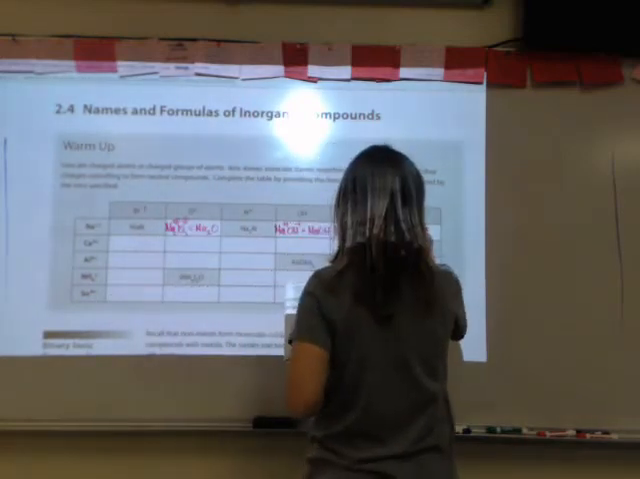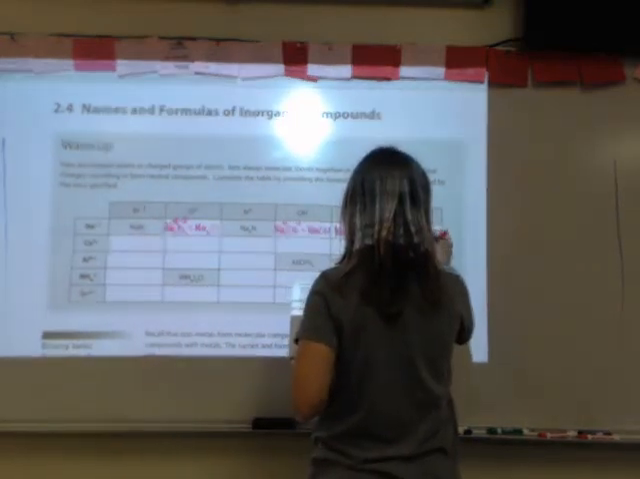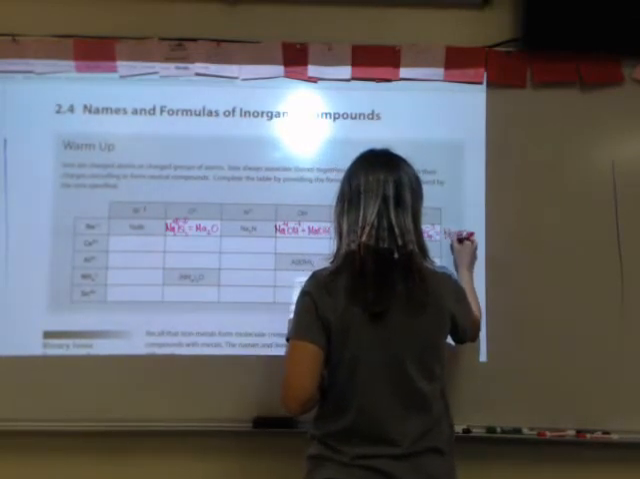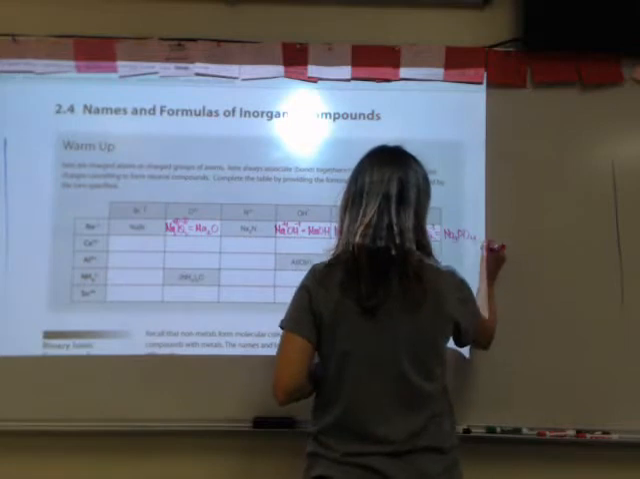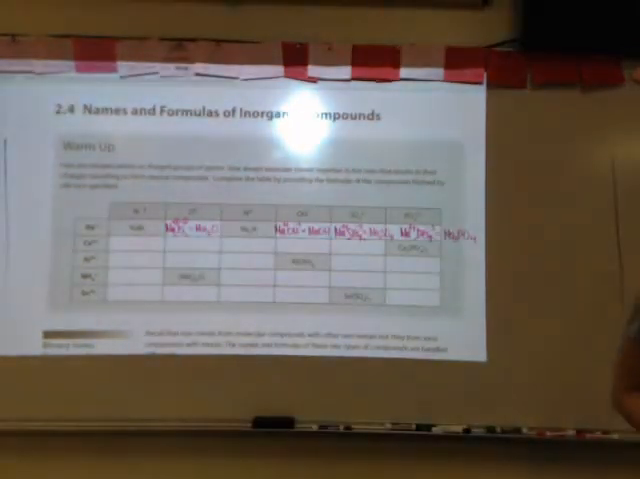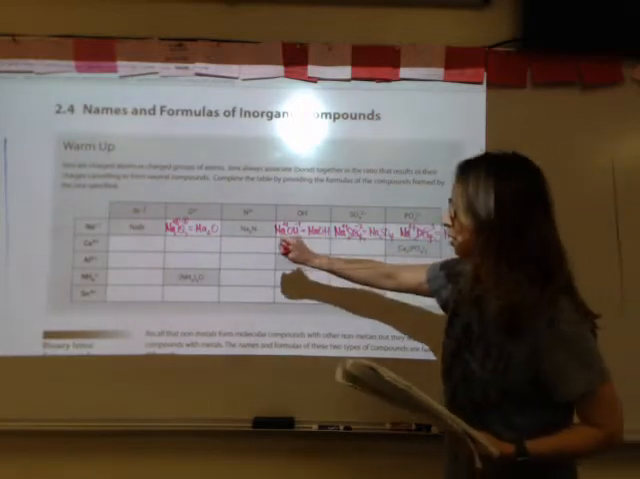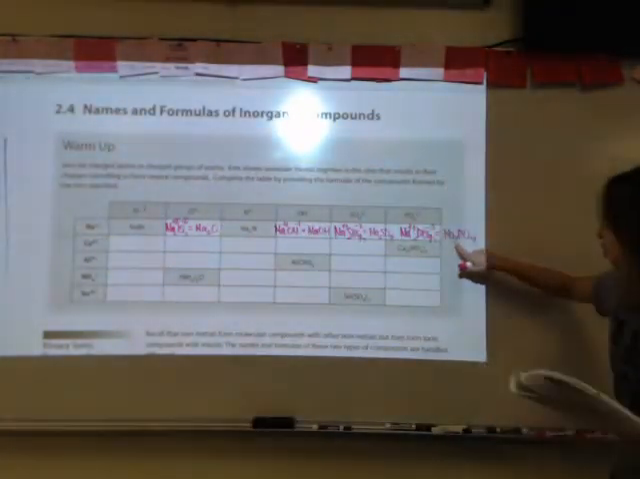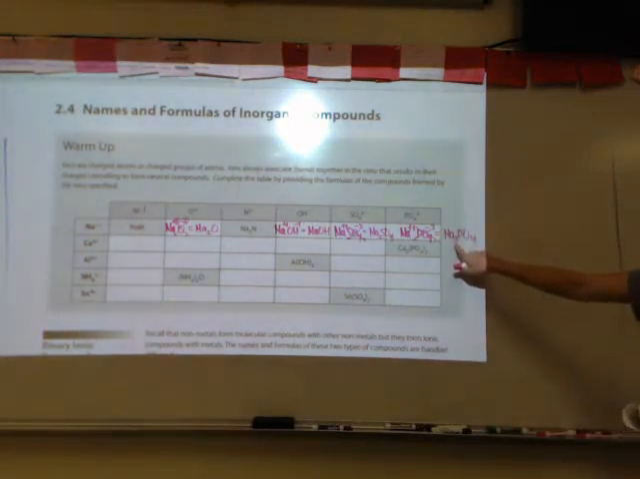For sodium and phosphate, Na+1 and PO4-3, you're going to cross the numbers in the charges and you get Na3PO4. Again, if you have a phosphate with a -3 charge on it, you would need 3 of these sodiums at a +1 charge. That's why you have a 3 subscript after the sodium.